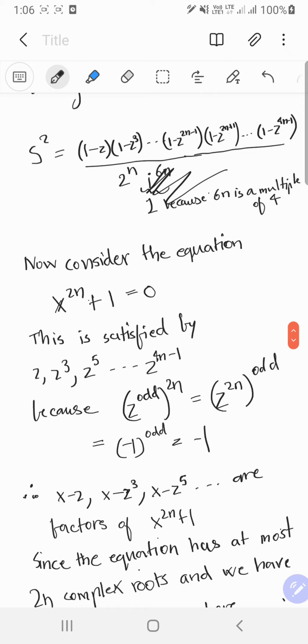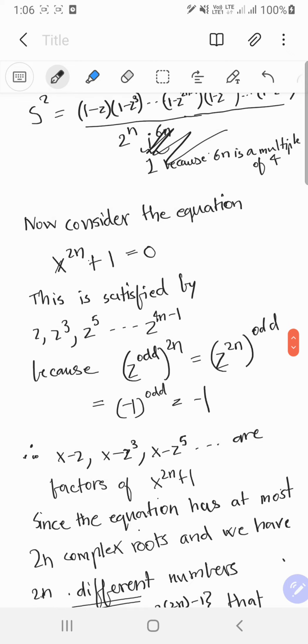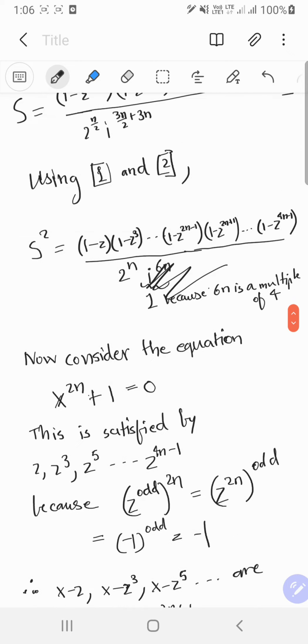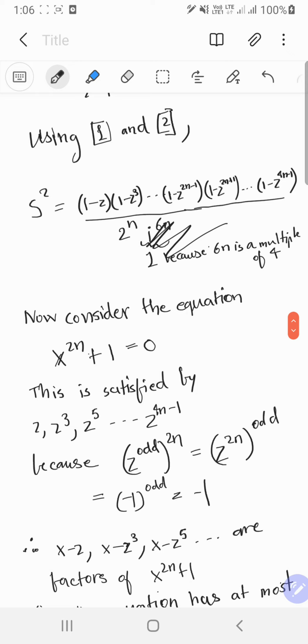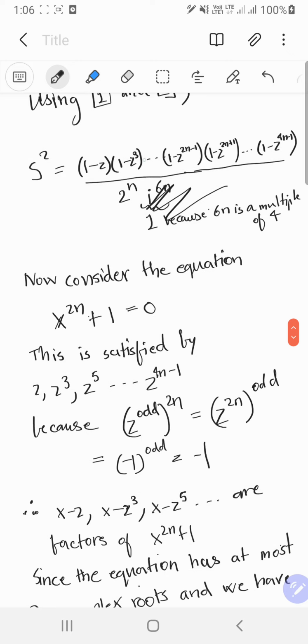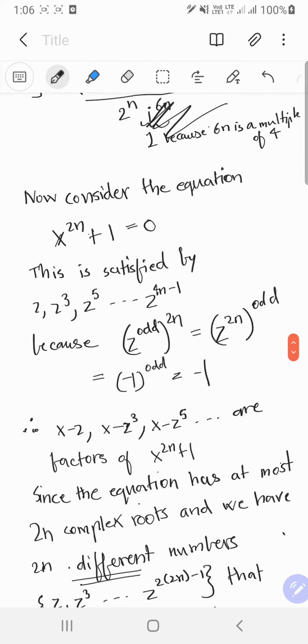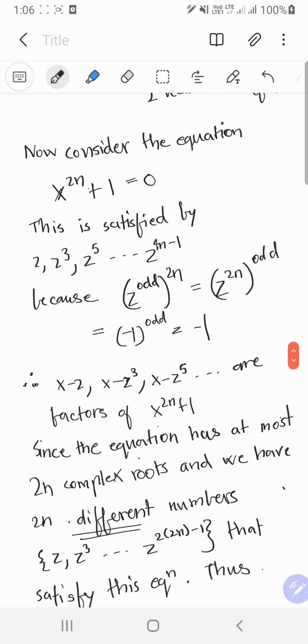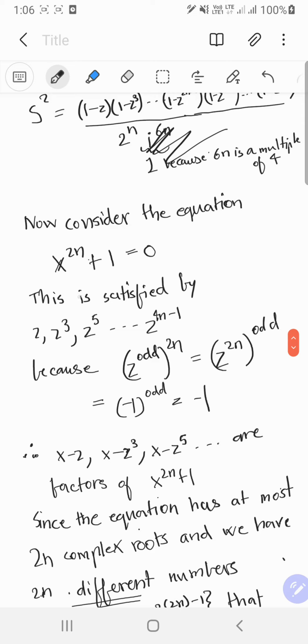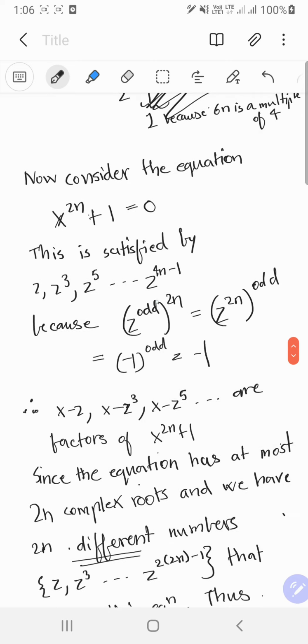Now here's the tricky part in this thing. Consider this equation: x power 2n plus 1 equal to 0. Basically x power 2n equal to minus 1. This is satisfied by all of these numbers, z cube and so on, right? Why? Because these are all just odd powers of z, and we know that z power 2n is going to be negative 1. So z power odd to the power of 2n, that's the same thing as z power 2n to the power of odd. So that's going to be negative 1 to some odd power, which is negative 1, which means yes, all of these do satisfy it. And in fact, these are all of the solutions for this equation.